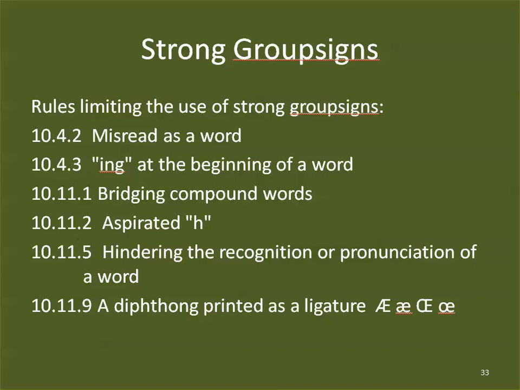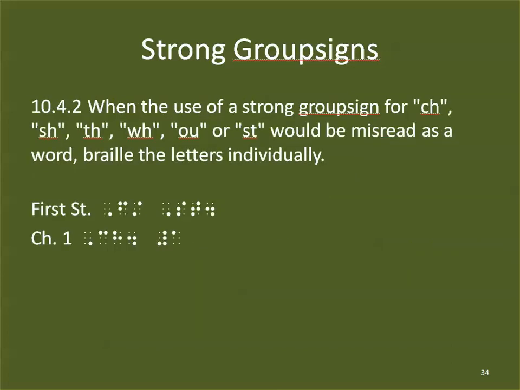And another thing that would mean that we wouldn't use the strong group signs would be a diphthong. That's two vowels pronounced as one sound. If they are printed as a ligature, then we're not going to use the group sign. We'll be talking about ligatures in a much later session. When the use of a strong group sign for CH, SH, TH, WH, OU, or ST would be misread as a word, braille the letters individually.